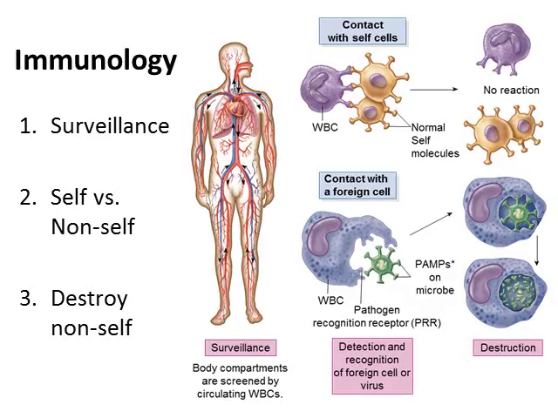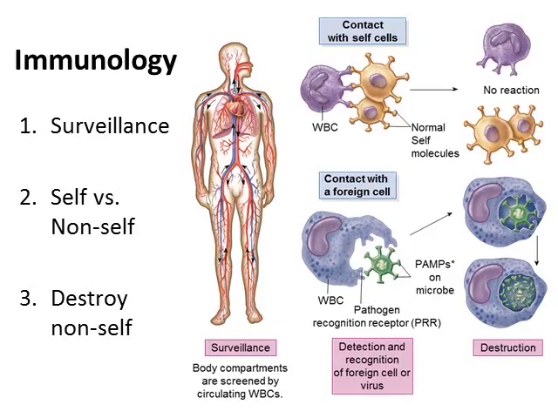So the first function is just surveillance. Your immune system sends out white blood cells to survey your body to watch out for infections, like pathogens, for example. In addition to traveling around for surveillance, the immune system has to recognize self versus non-self. So it has to know what belongs in the body and what does not belong in the body.